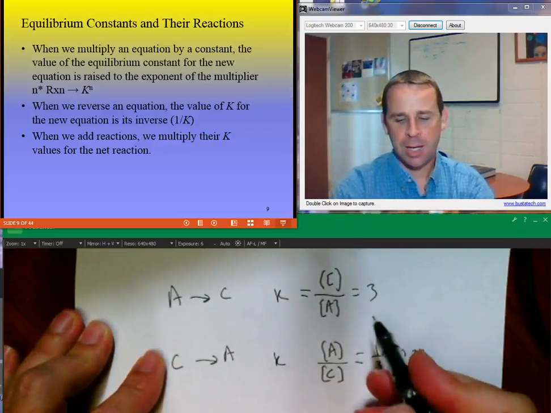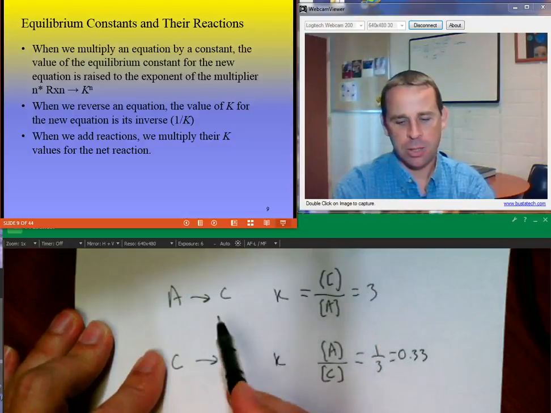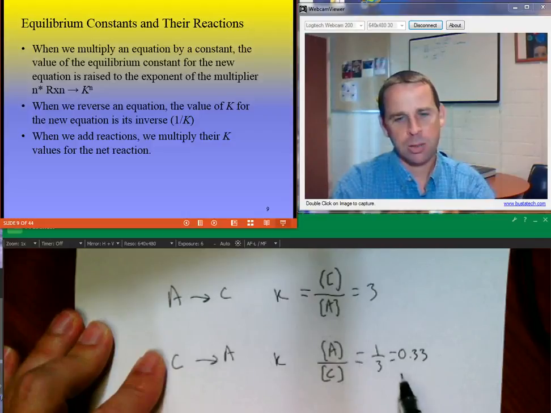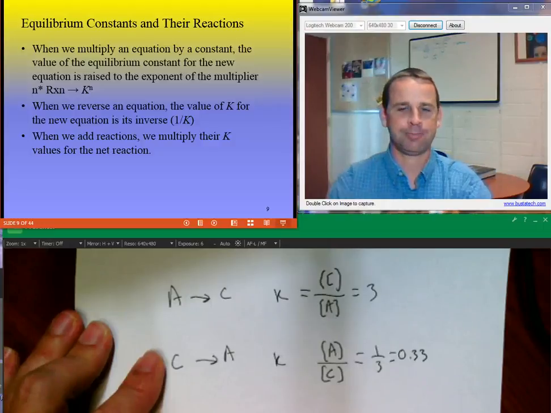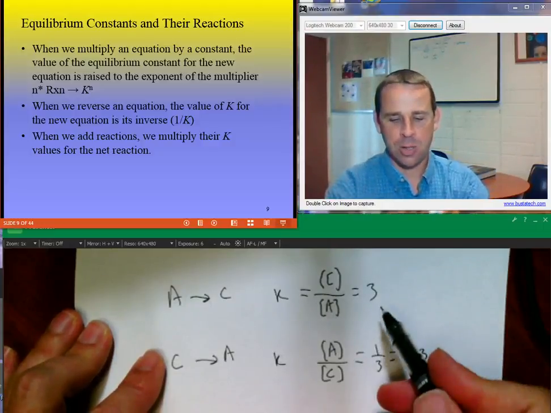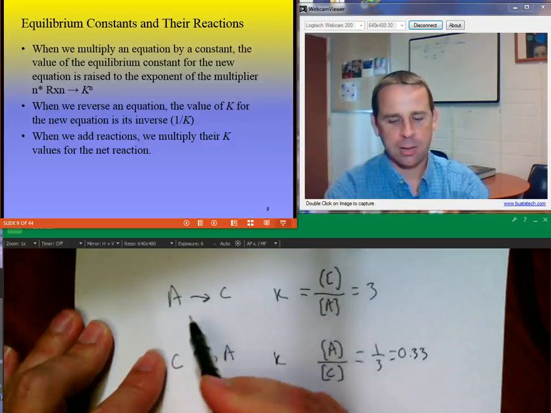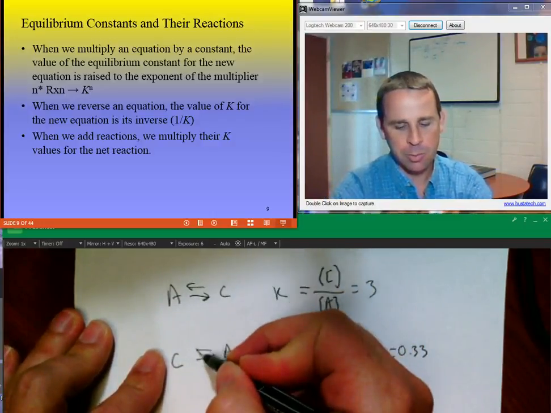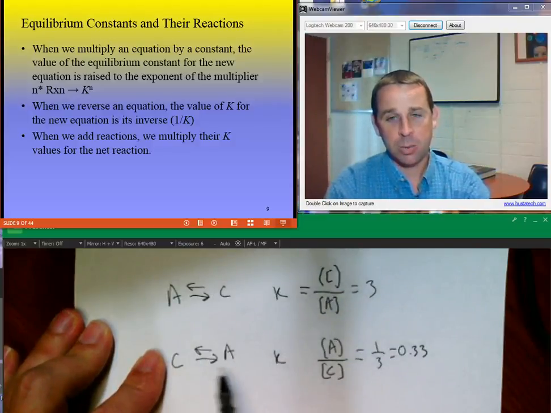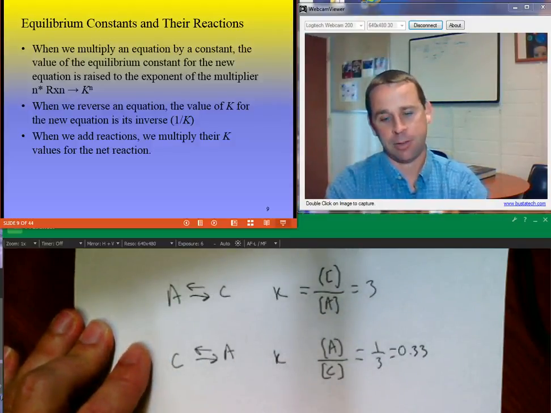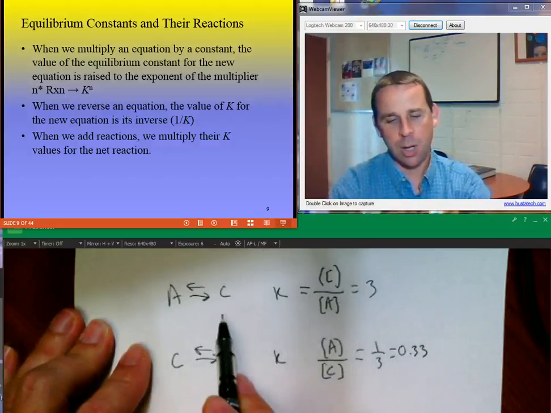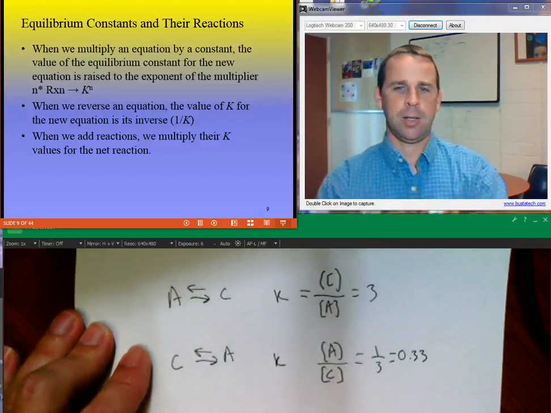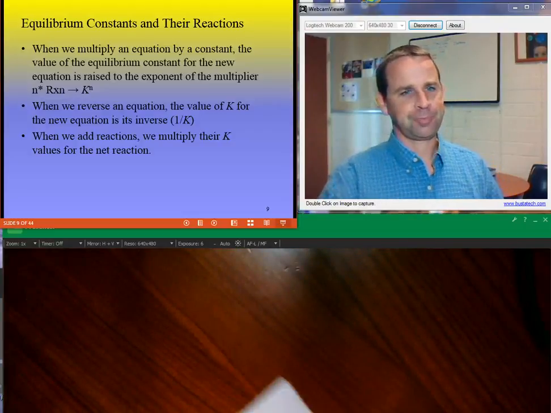So again, a number 3 means that the relative concentration of the products is higher than the reactants. A number less than 1 shows you that generally the products are going to be lower relative to the concentration of the reactants. So a higher number means that this equilibrium lies to the right. Whoops, I forgot to write the equilibrium arrows in. And a lower number means this equilibrium lies to the left. Higher concentration of product. All right, good.